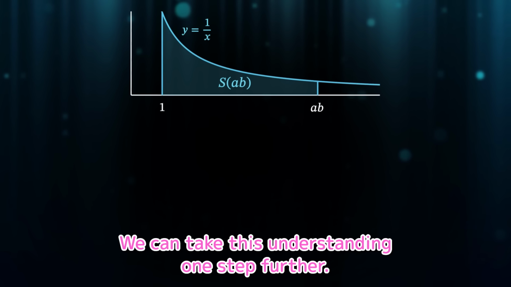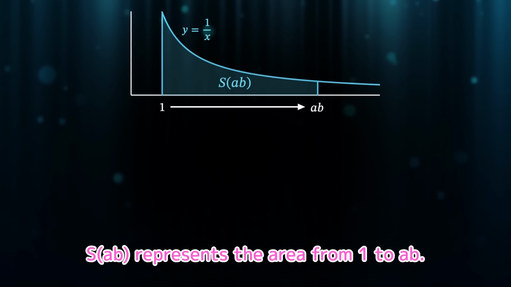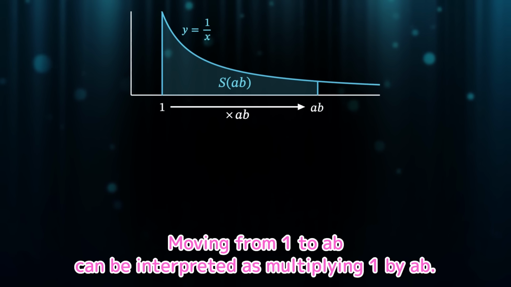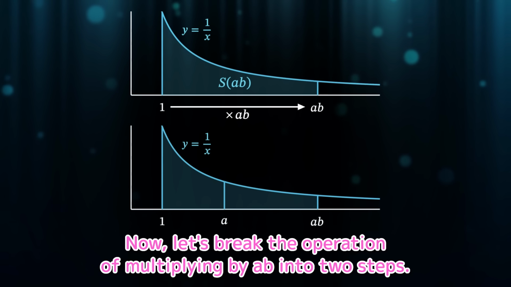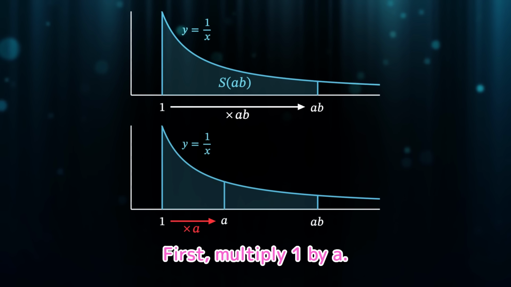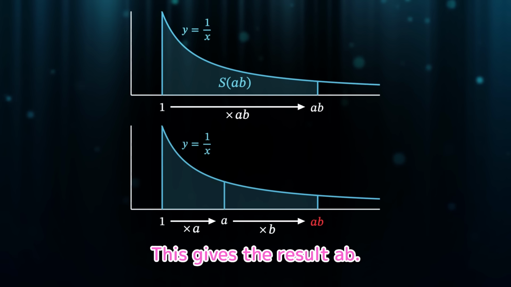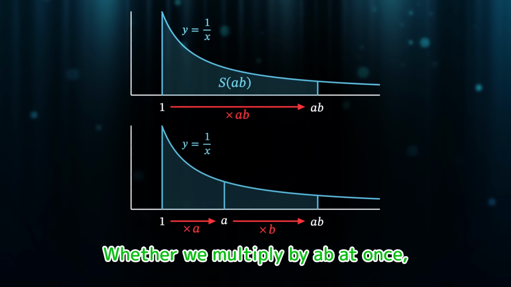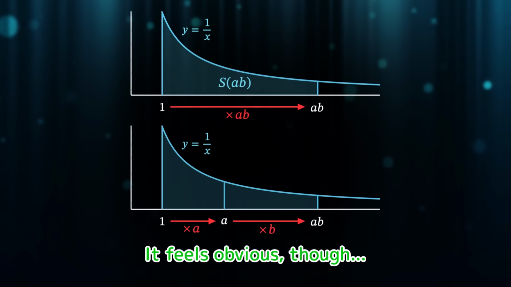We can take this understanding one step further. Really? S of AB represents the area from 1 to AB. Moving from 1 to AB can be interpreted as multiplying 1 by AB. Well, that's true. Now let's break the operation of multiplying by AB into two steps. First, multiply 1 by A. Then, multiply by B. This gives the result AB. Whether we multiply by AB at once, or multiply by A and then by B, it feels obvious though.